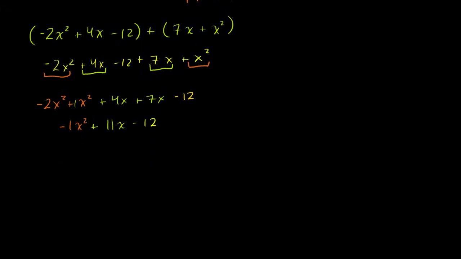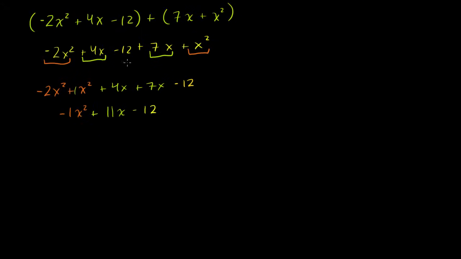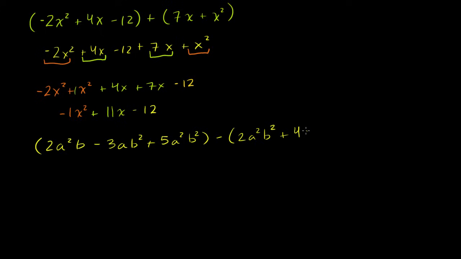Let's do another one of these examples. I think you're getting the general idea. Now let me do a complicated example. So let's say I have 2a squared b minus 3ab squared plus 5a squared b squared minus 2a squared b squared plus 4a squared b minus 5b squared. So here I have a minus sign. I have multiple variables. But let's just go through this step by step.